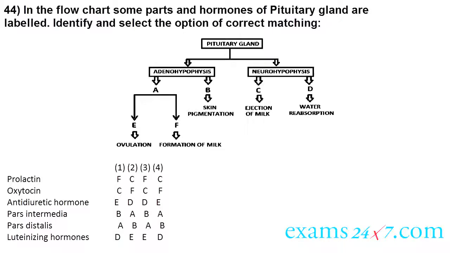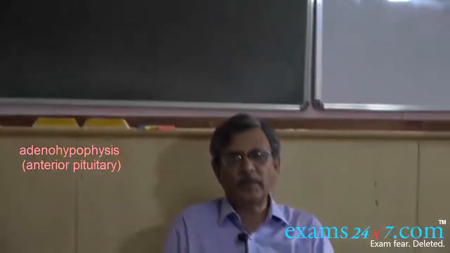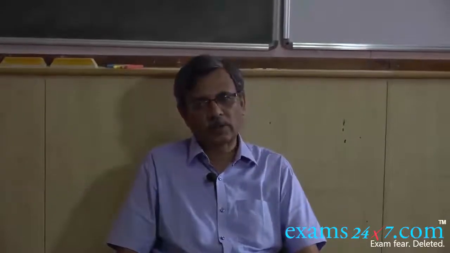In the flow chart, some parts of the hormones of pituitary gland are labeled. Identify and select the options of correct matching. So carefully look into the flow chart given here. Pituitary gland, adenohypophysis and neurohypophysis. I hope all of you know pituitary gland is called hypophysis. It is divided into two parts on the basis of origin, adenohypophysis and neurohypophysis. Adenohypophysis means anterior pituitary. Neurohypophysis means posterior pituitary.